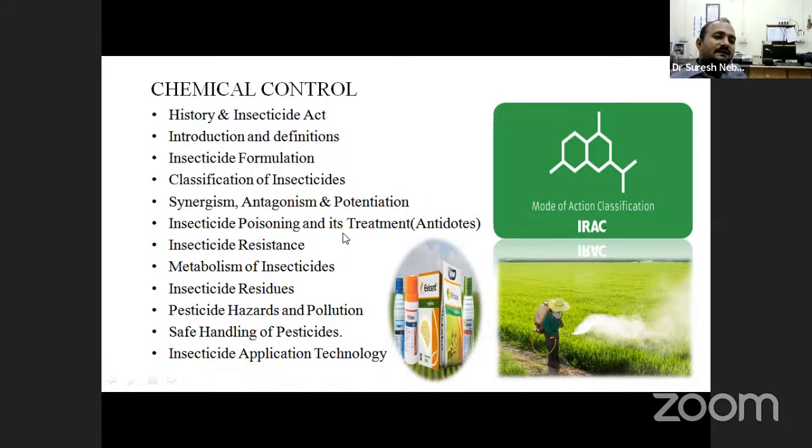Then insecticide poisoning and its treatment, that is, antidotes. Here you should know the universal antidote, and then the antidotes for particular insecticides like organophosphates, organochlorines, carbamates, and other insecticides if they are there. You should know those particular antidotes. Then insecticide resistance, mechanisms of insecticide resistance, and how we manage it. Then metabolism of insecticides is mostly for SRF. Not much of it is asked in JRF.